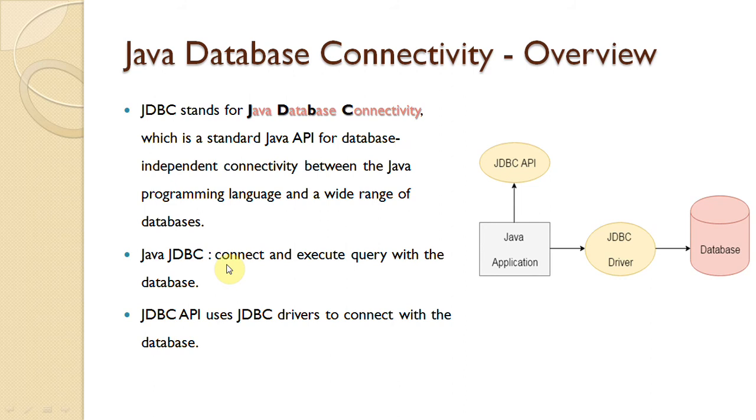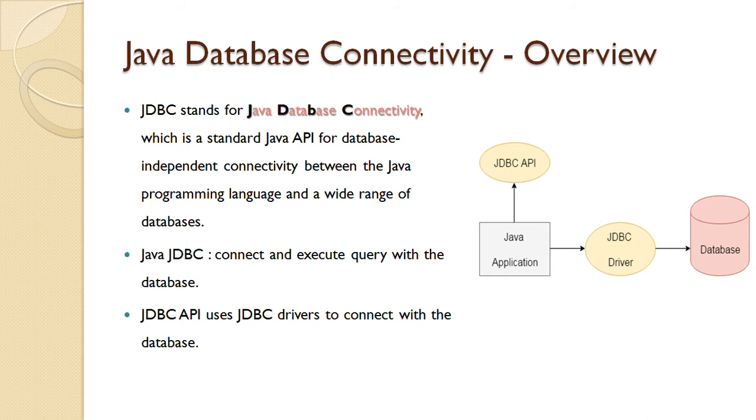JDBC can connect and execute queries with the database. So using this JDBC, we can execute the SQL queries in the program itself, and we can access or retrieve the data from the database using the Java application program. Then the JDBC API uses JDBC drivers to connect with the database. JDBC drivers are nothing but a collection of classes which are used to connect with the database.